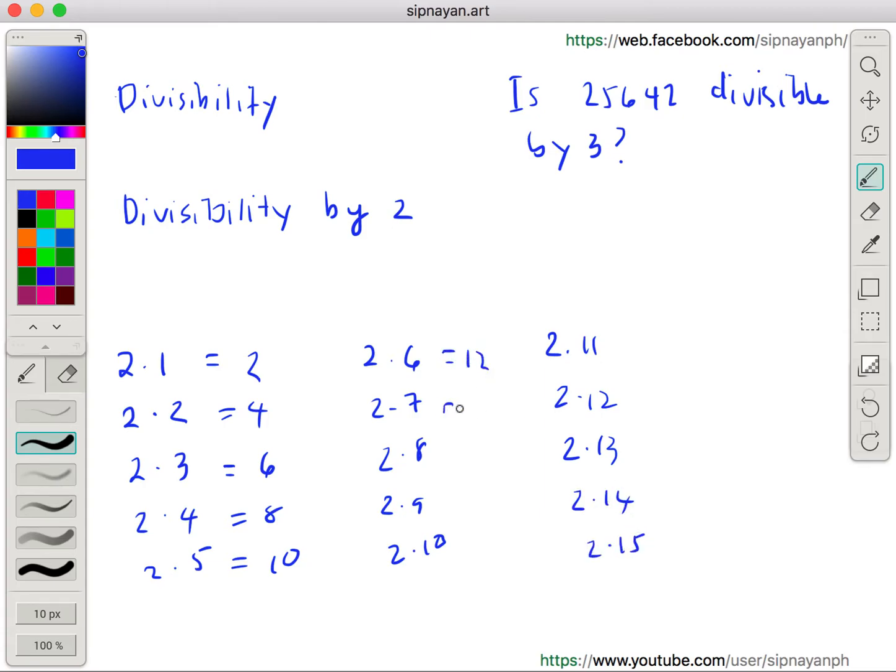This is 12, this is 14, this is 16, this is 18, this is 20, this is 22, this is 24, 26, 28, 30. Tignan natin kung may nakikita ba kayong pattern. Pwede nyo i-pause yung video, tapos tignan nyo kung meron kayo makikita pattern.